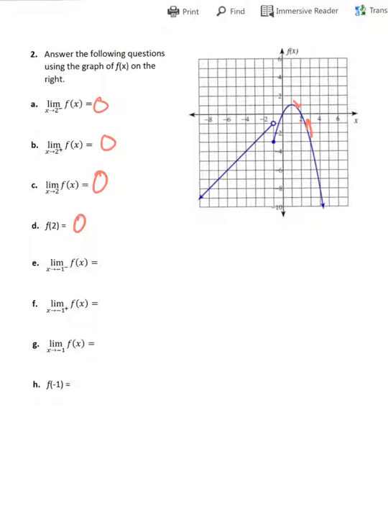Now, to add on to 2.3, this is part of 2.3, I could say that this is continuous at x equals 2 because these two are the same. Got it?